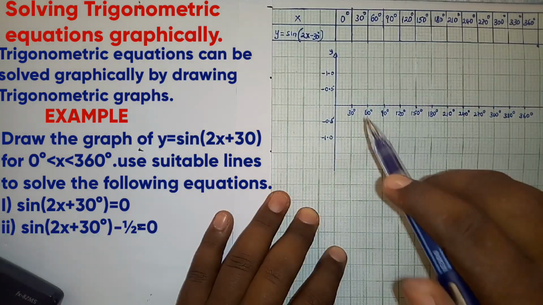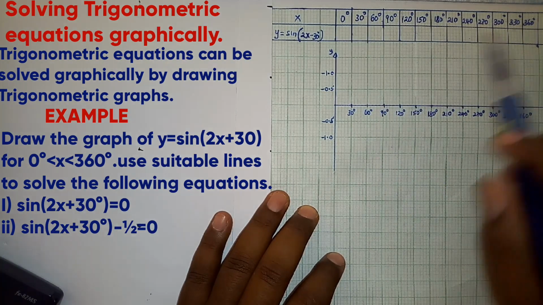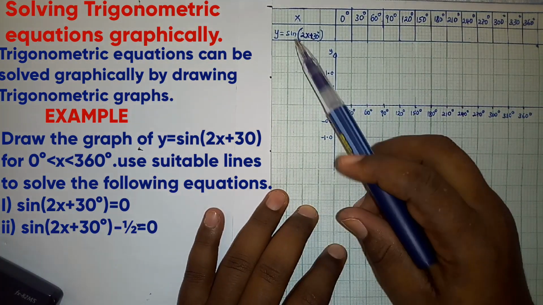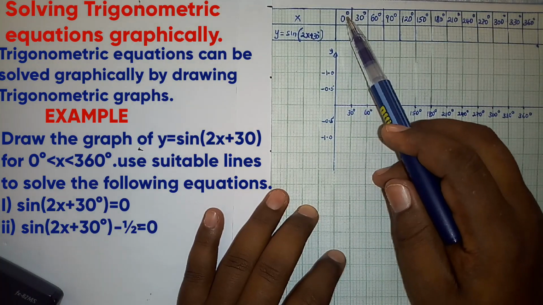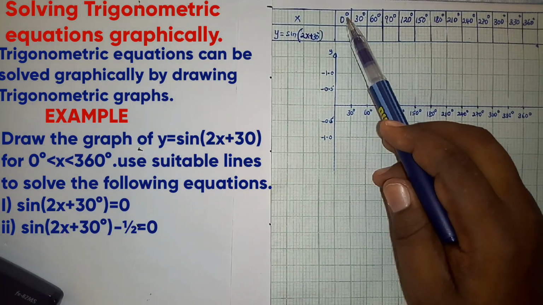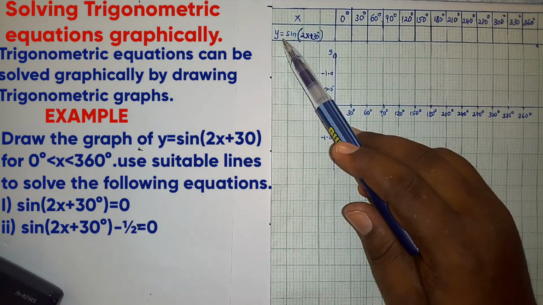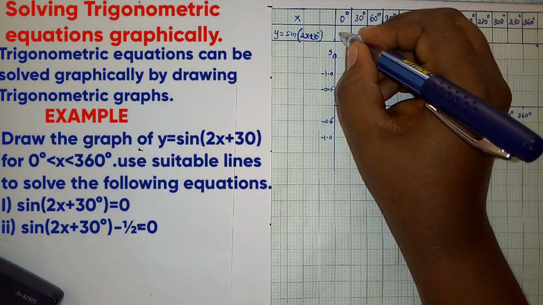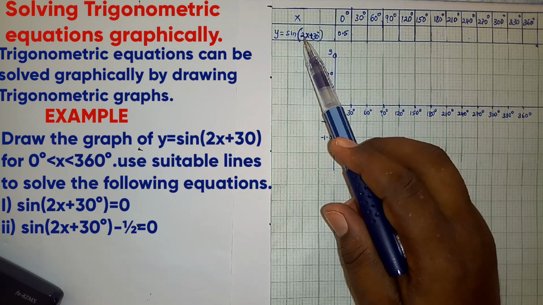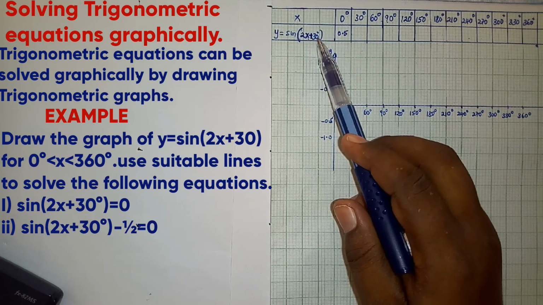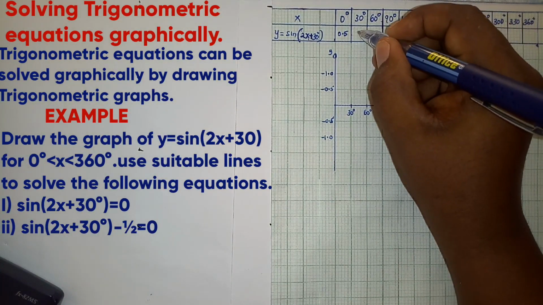So here we have our graphs. Here we have the values of x ranging from 0 to 360, and then we have the values of y, sine(2x + 30). For the first value of x, which is 0 degrees, to get the value of y, we say 2 times 0, which is 0, plus 30, that is 30. Sine 30 will be equal to 0.5. What about 30? We have 2 times 30, that is 60, plus 30, that is 90. Sine of 90 will be 1.